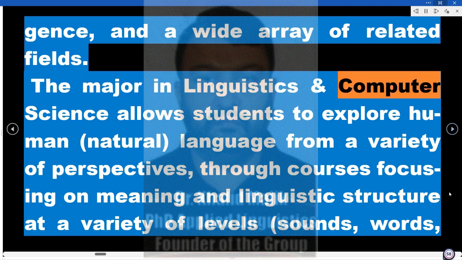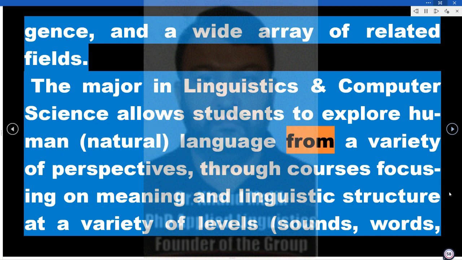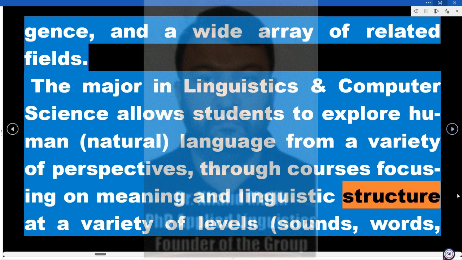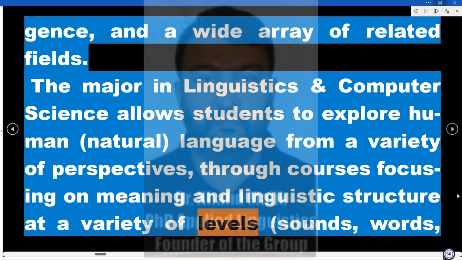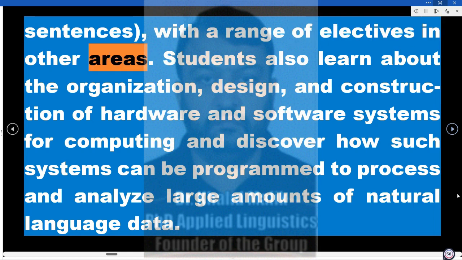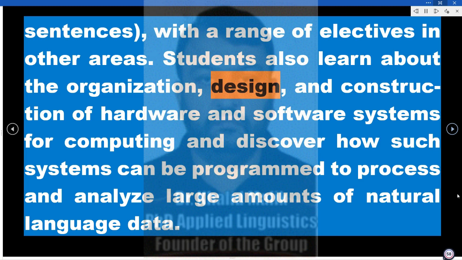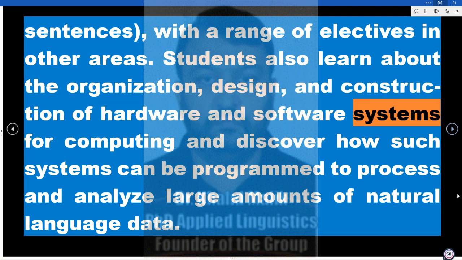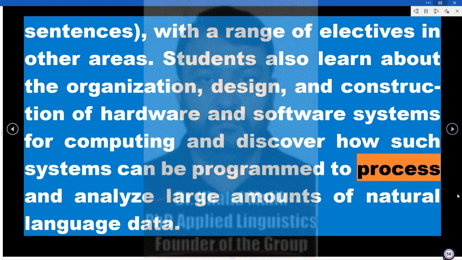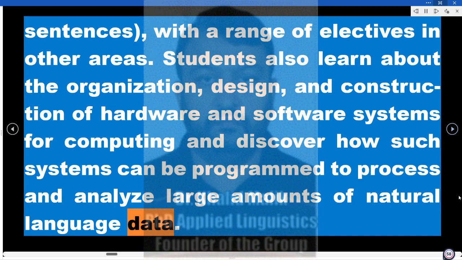The major in linguistics and computer science allows students to explore human, natural language from a variety of perspectives, through courses focusing on meaning and linguistic structure at a variety of levels: sounds, words, sentences, with a range of electives in other areas. Students also learn about the organization, design, and construction of hardware and software systems for computing and discover how such systems can be programmed to process and analyze large amounts of natural language data.